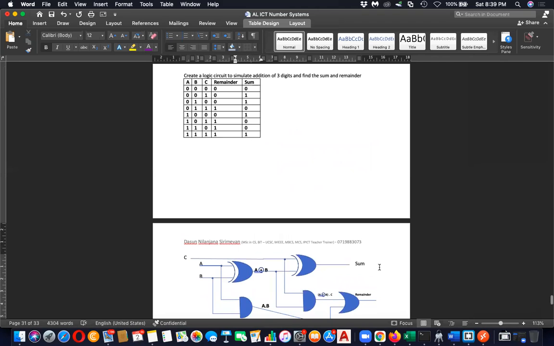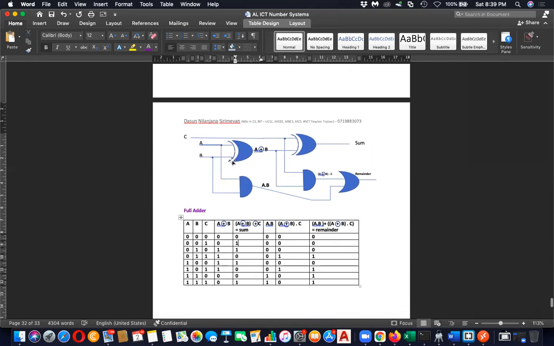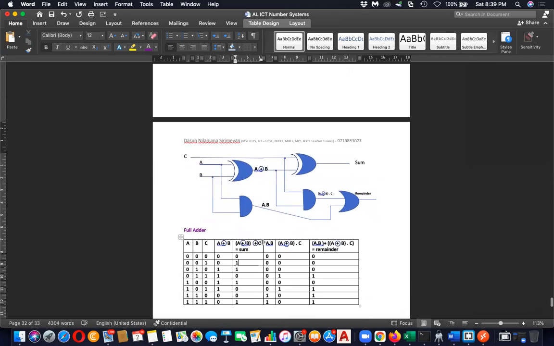Half adder is this one, and this is the truth table for full adder, and this is how you create the full adder circuit. Do you have something to write or finish? Finish, sir. Right, okay.